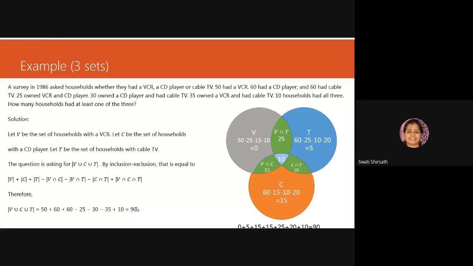Is there anything that you want me to explain using the Venn diagram? Have you understood? Yes, ma'am. So if you have drawn this Venn diagram, I'll give you examples for practice. Have you written this and drawn this Venn diagram? Yes, ma'am.